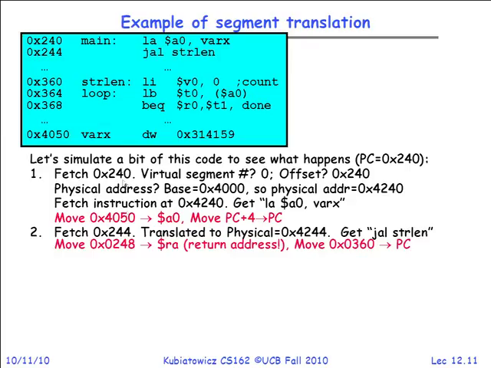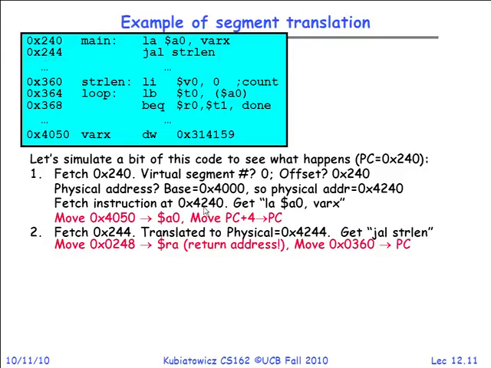So the next thing we're going to do is jump and link, JAL, to string length. That's down here. So that means we're going to jump to the address 360 virtual. Notice we're going to fetch this instruction first, 244, translate it to 4244. Hopefully we won't have to go to the table again, just like we translated to 4240. We pull this instruction out.